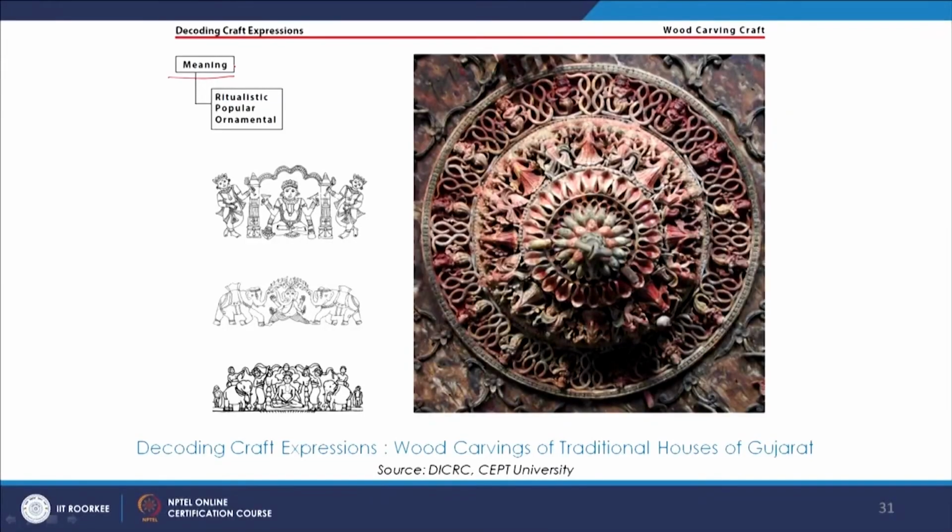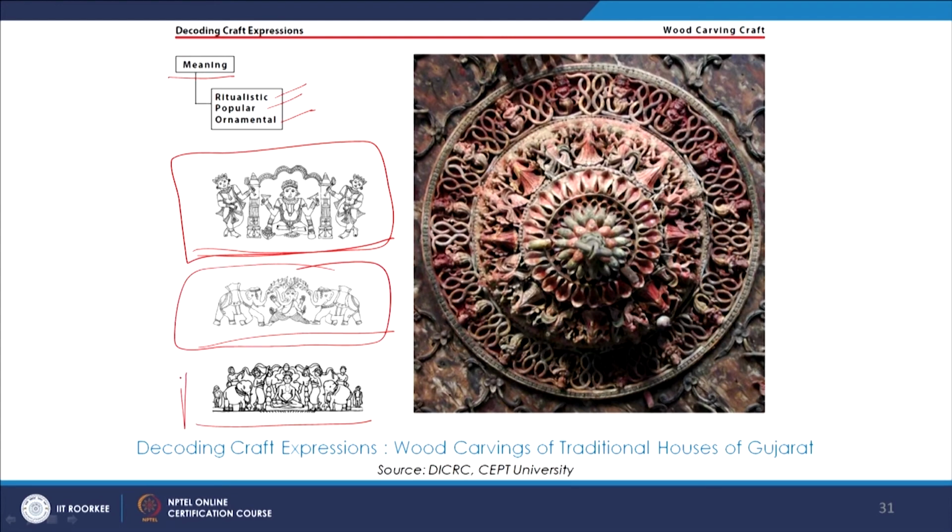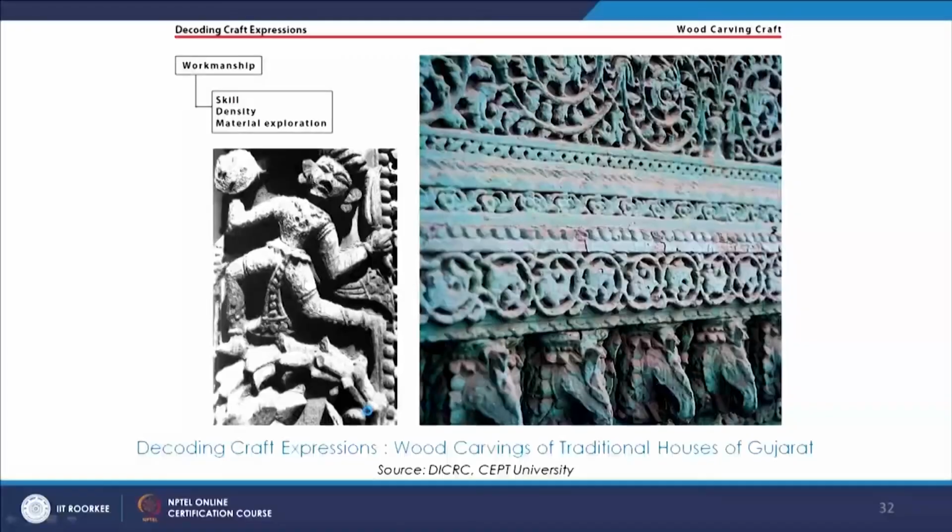Now talking about the meaning, so again ritualistic, popular, ornamental, that we just discussed in the previous slide. So we see a lot of different meanings which are associated with different motifs and the different patterns that we see, and these are all stories from day-to-day life, religion, society, politics, and they are sort of reflected through the medium of woodcraft.